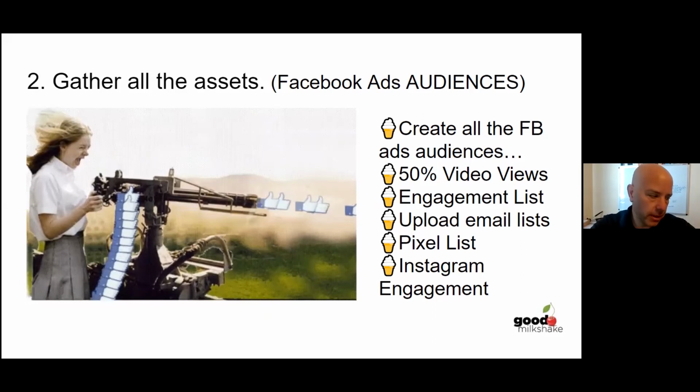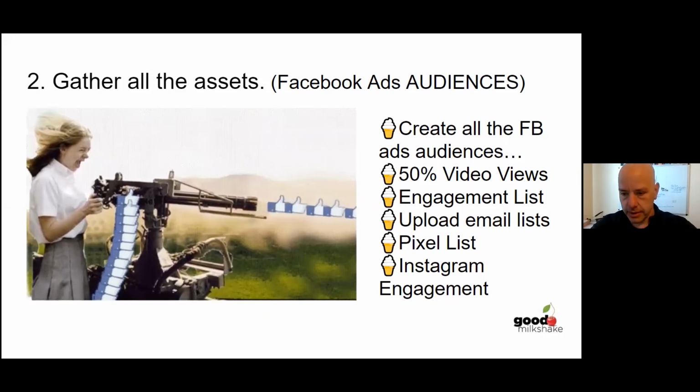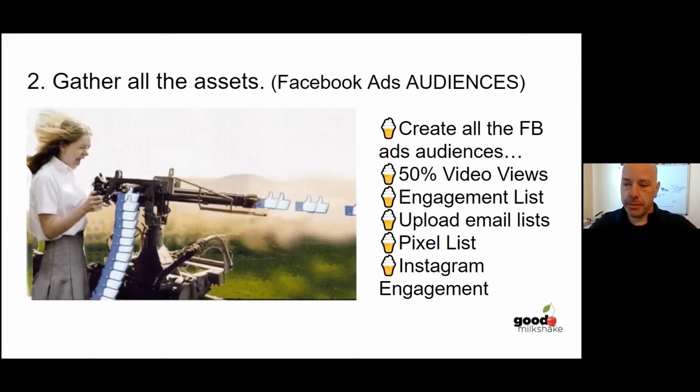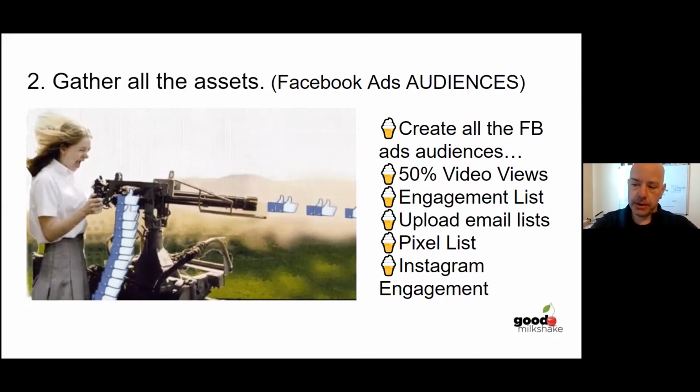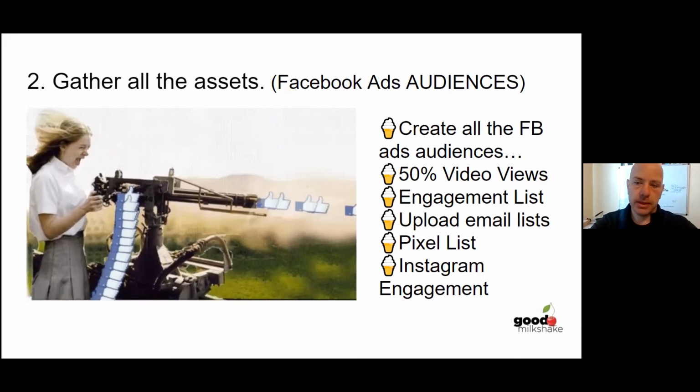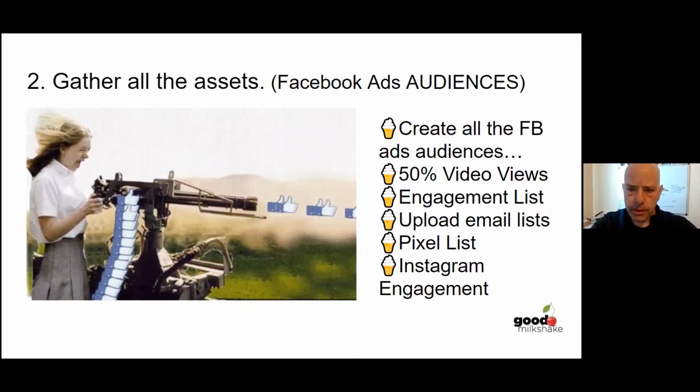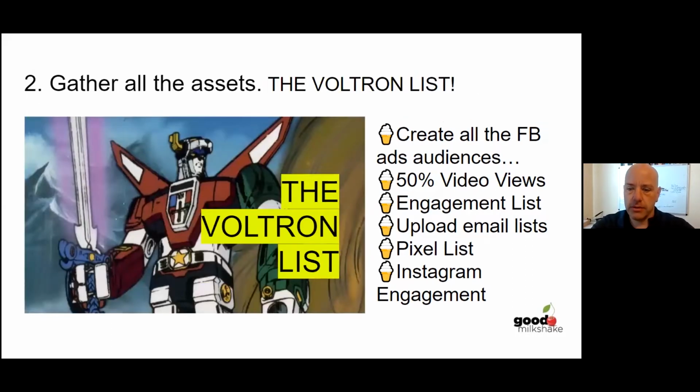So they don't have to spend nearly as much on ads because they're targeting the exact right people that enjoy their brand and have engaged with their brand in the past. And they're people that generally would be interested in buying from them. So this is, like I said, called the VOLTRON list.